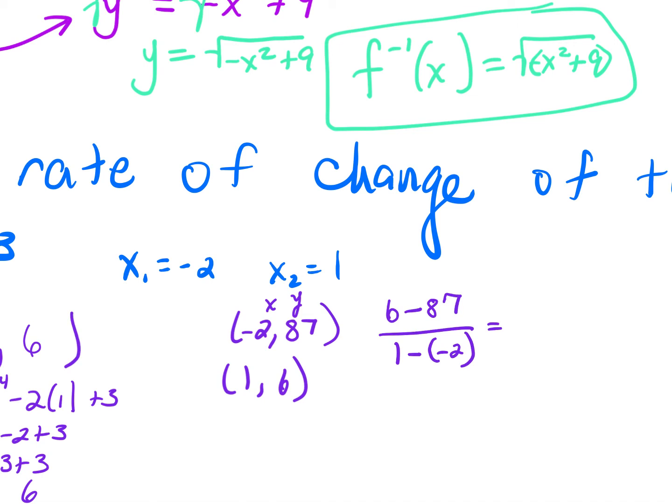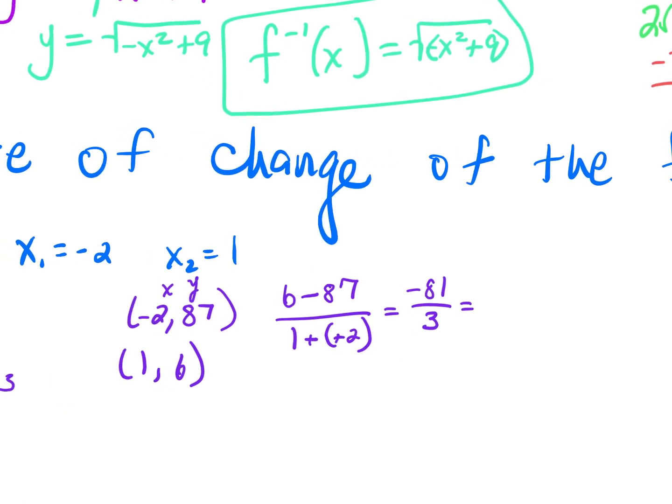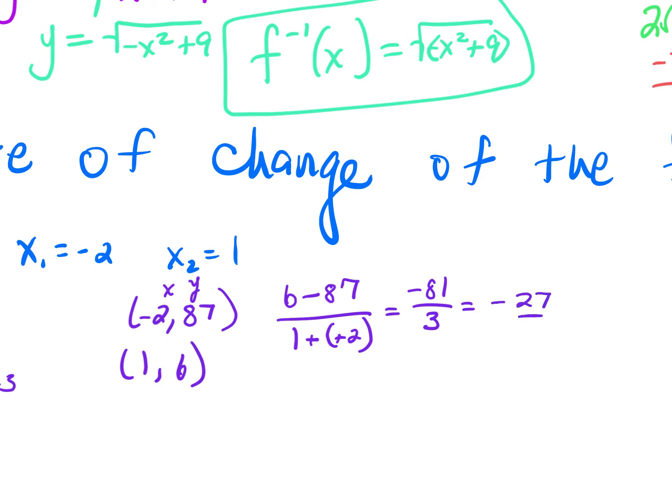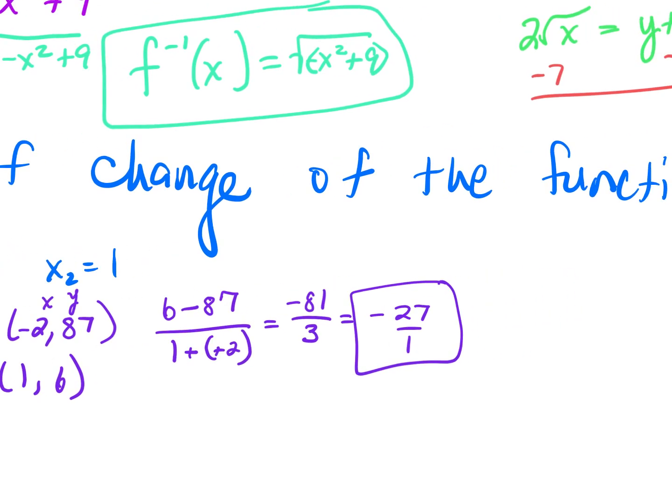What's 6 minus 87? -81, good. And then what's 1 minus a -2? +3. Can you simplify that? Yes, to -27 over 1. Somebody asked me, can I just leave it as -27? That's fine. If you come out with a slope or average rate of change of something like 10 over 6, what does that simplify to?